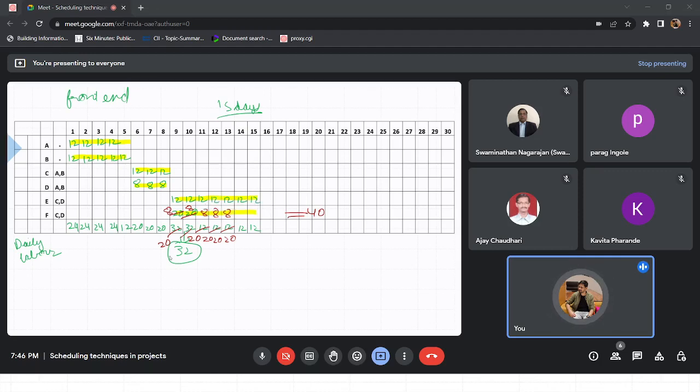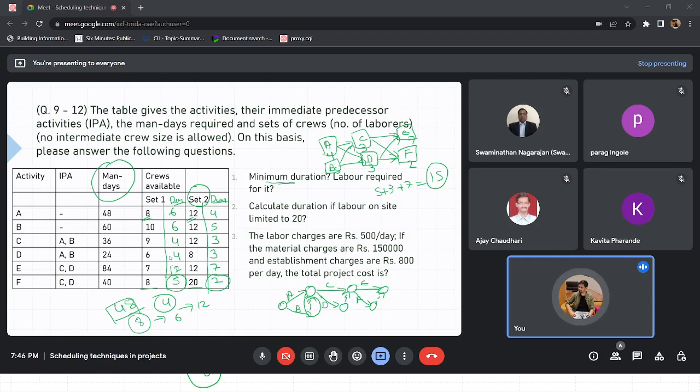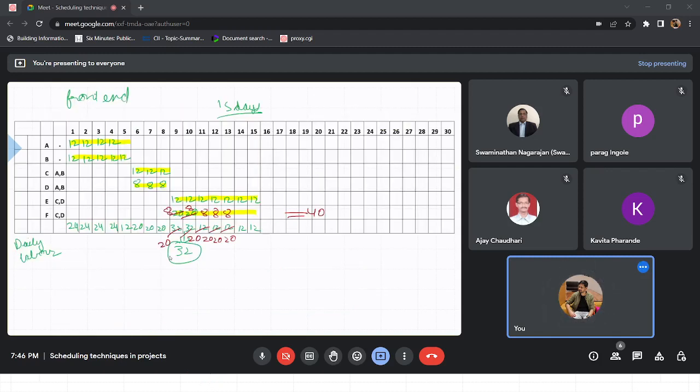Now, we determined the minimum duration for the project and the labor requirement for each day. The second part, you might be asked to calculate the duration if labor on site is limited to 20 only. In this case, from the first front end loading only, we can see that if we adjust somehow for activity A and B, if we can reduce this 24 to 20, we can find our answer.